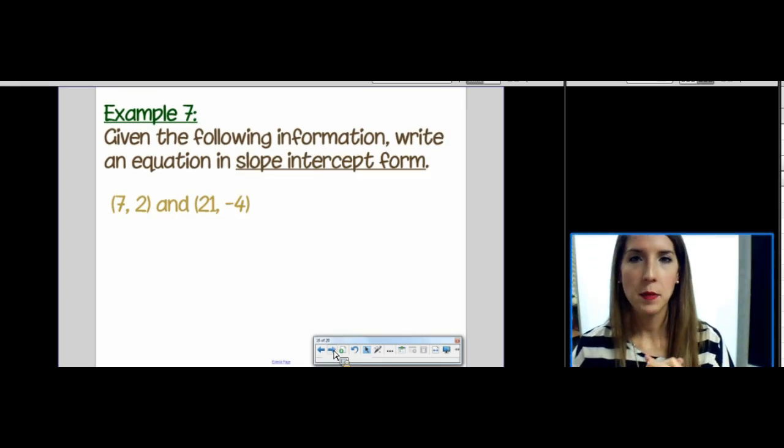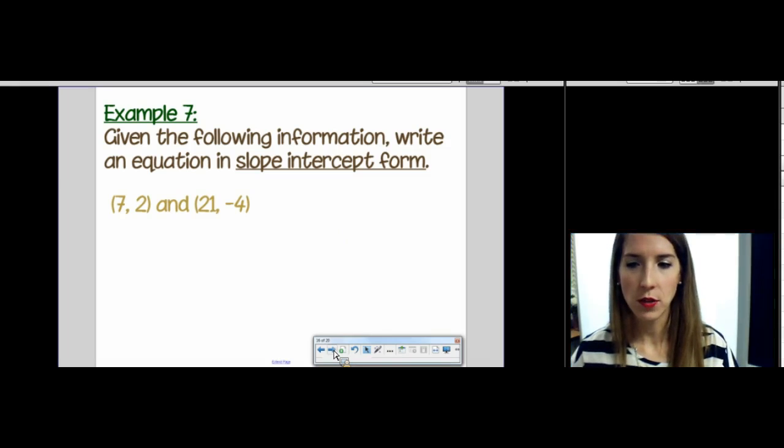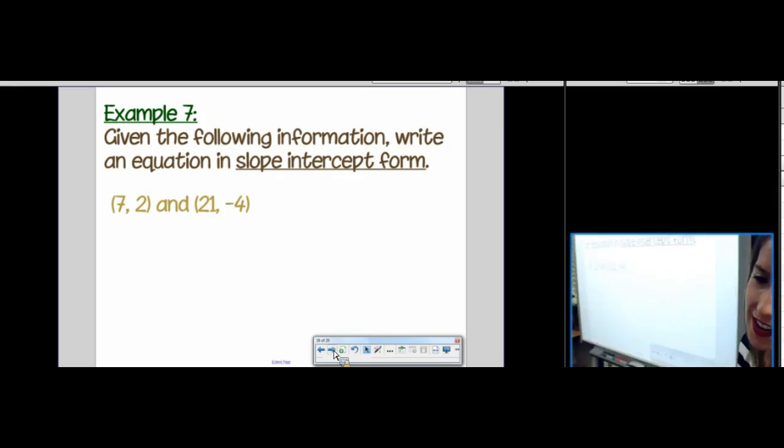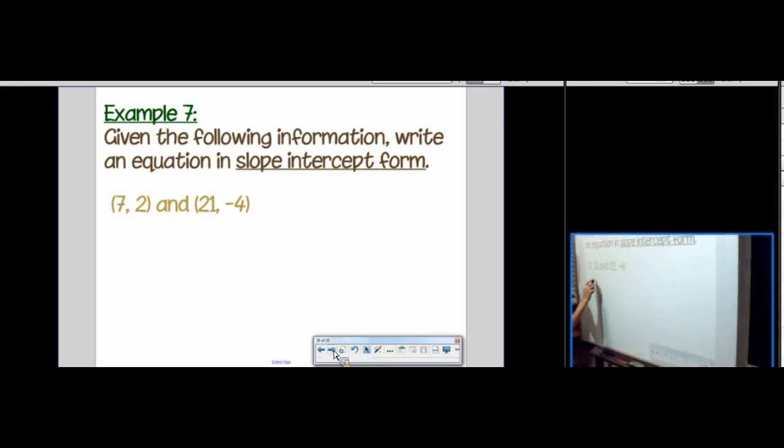All right, what happens when we're given 2 points? We're not given a slope, and we need to write the equation in slope-intercept form. What should we do first? You got it. Yes, find the slope first. First we need a slope.